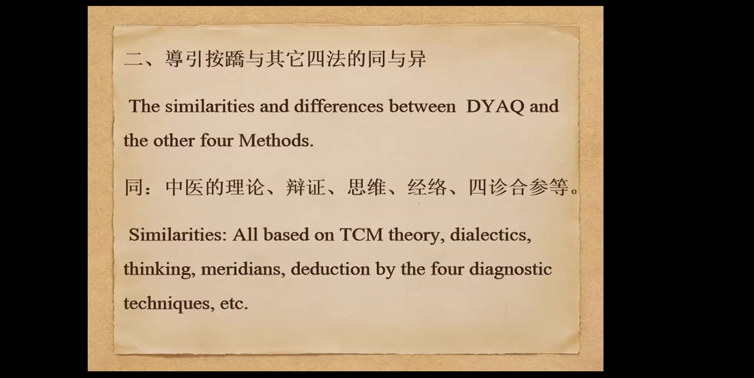Now we try to introduce the similarities and the differences between 导引按跷 and the other four methods. The similarity is that these five methods are all based on TCM theories: dialectical thinking, deduction by the whole diagnostic tactic, etc.